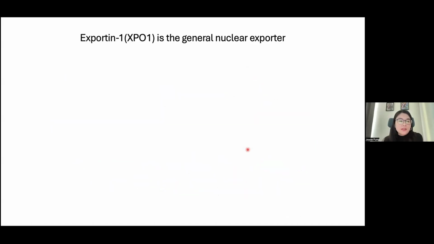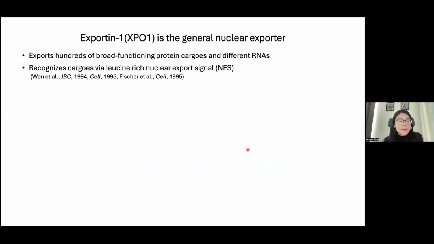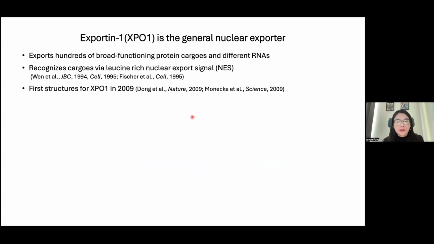Exportin 1 is the general nuclear exporter in the cell. It exports hundreds of broad functioning protein cargos and many different RNAs through protein adapters. Expo1 recognizes its cargos via a leucine-rich nuclear export signal that was first discovered in 1994, 1995. The first structure of Expo1 was solved by crystallography in 2009.